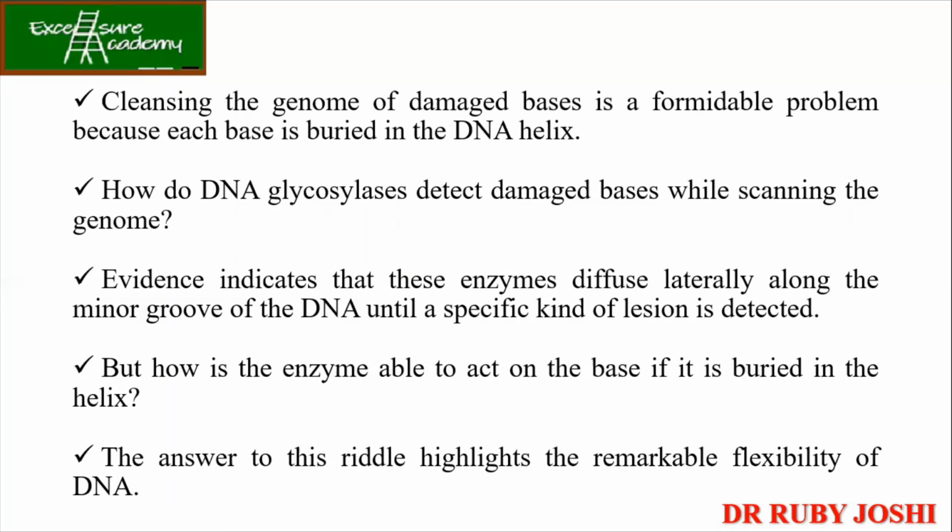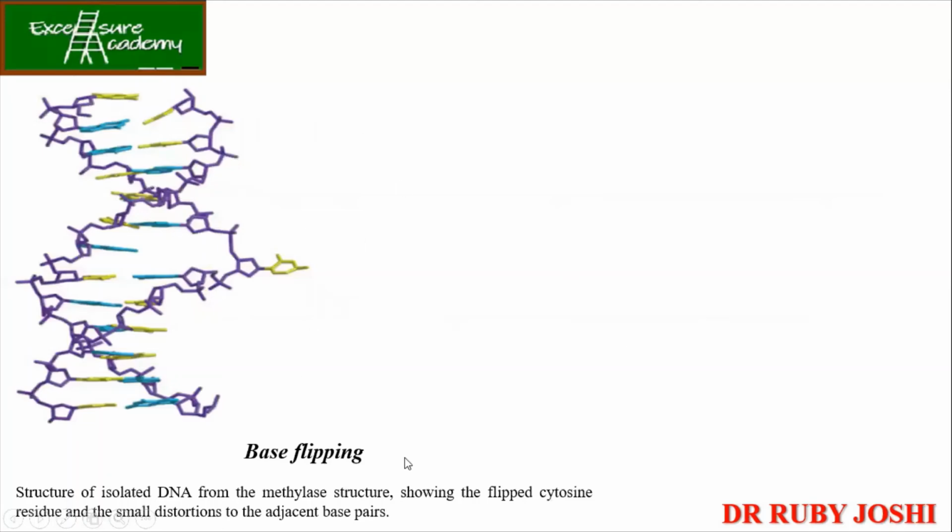Okay, so cleansing the genome of damaged bases is a formidable problem because each base is buried in the DNA helix. So how does it find them? The answer is flipping. It is going to actually flip the bases outside. See, can you see in the figure the base is being flipped out? This is a crystal structure. Now this is the base which is flipped out.